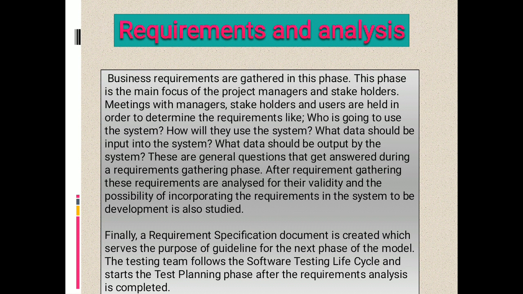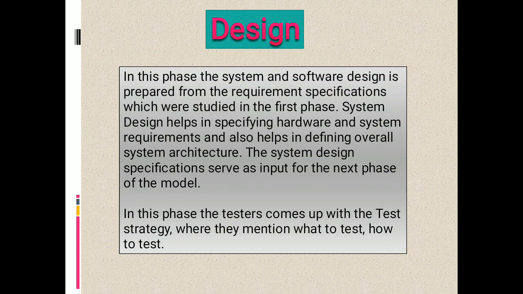After requirement gathering, these requirements are analyzed for their validity and the possibility of incorporating the requirements in the system to be developed is also studied. Finally, a requirement specification document is created which serves the purpose of guidelines for the next phase of the model. The testing team follows the software testing lifecycle and starts the test planning phase after the requirements analysis is completed.